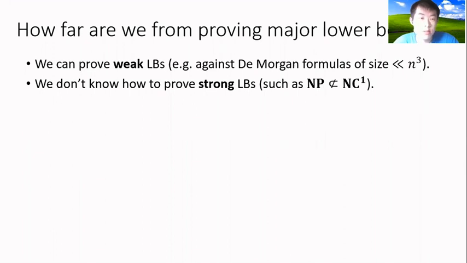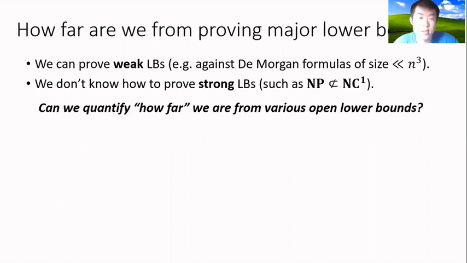But we still don't know how to prove such strong lower bounds, and there are some formal complexity barriers from proving them using current techniques. So we are still far away from proving strong lower bounds. Now we want to ask the following question: can we quantify how far we are from various open lower bounds?